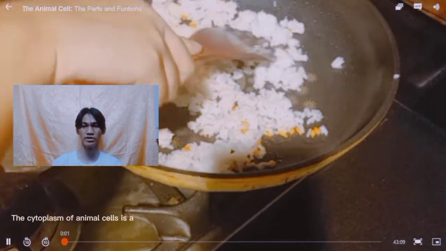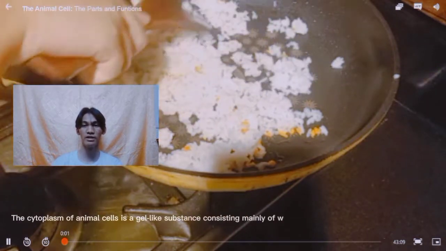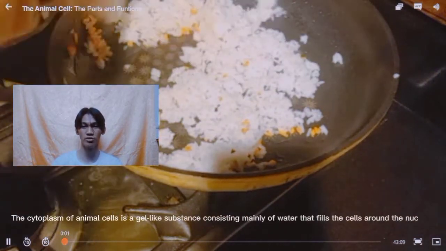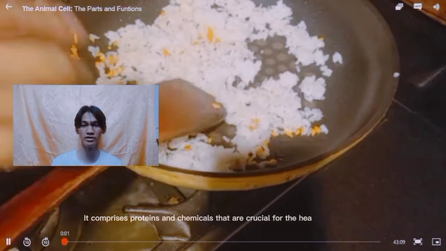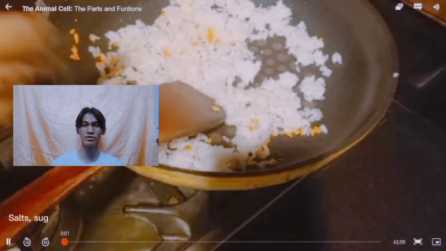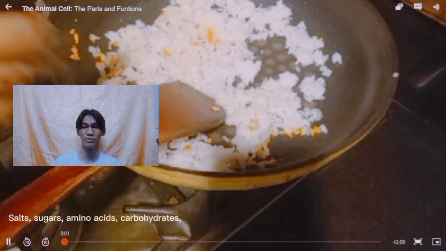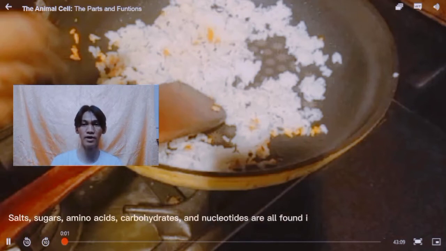Cytoplasm of animal cells is a gel-like substance consisting mainly of water that fills the cells around the nucleus. It comprises proteins and chemicals that are crucial for the health of all cells. Salts, sugar, amino acids, carbohydrates, and nucleotides are all found in the cytoplasm of animal cells.